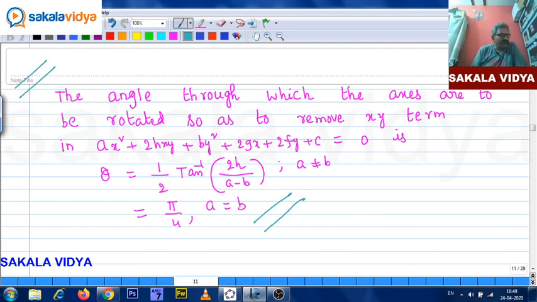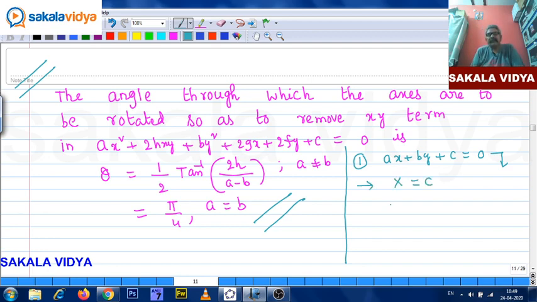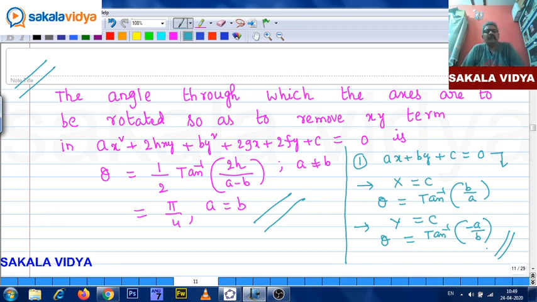Very, very important. So one more important point I will discuss. For example, if ax plus by plus c is equal to 0 is put in the first form, x is equal to something form, then the angle of rotation theta is given by the formula tan inverse of b by a. Similarly, if this is put in the form of y is equal to something, then the angle of rotation theta is equal to tan inverse of minus a by b. So these are the concepts we need to remember while doing the problems.